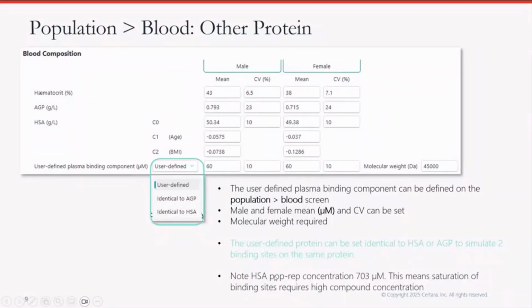And one thing to note about the albumin is that you can see there's a high concentration of albumin compared with AGP. That concentration for a pop rep individual is about 703 micromolar. So if you're seeing concentration dependence and it looks like it's due to plasma protein binding at much lower concentrations than this, it's probably not due to binding to albumin. There's maybe binding to another component within the plasma.